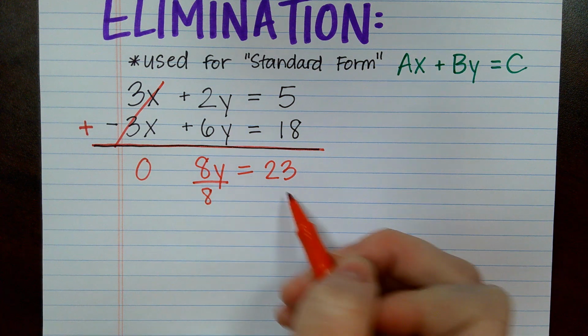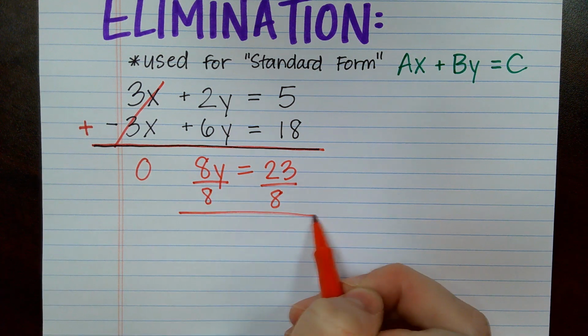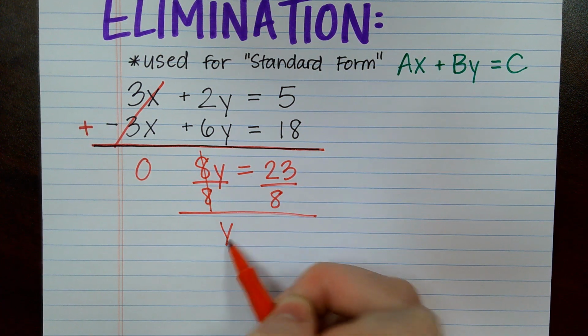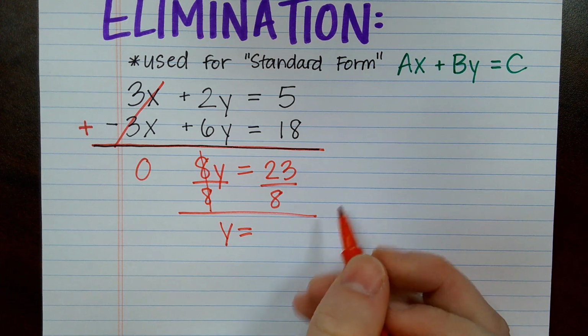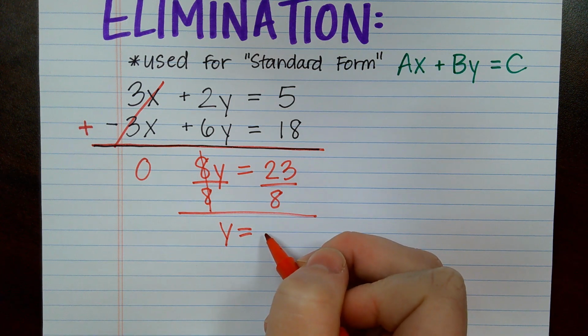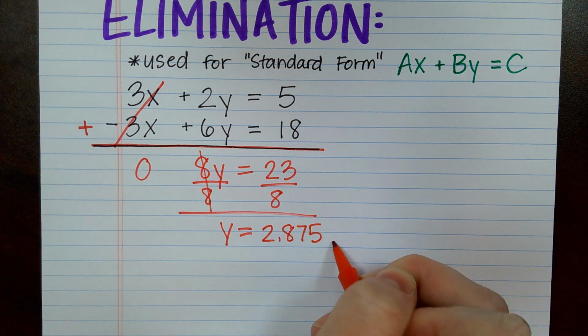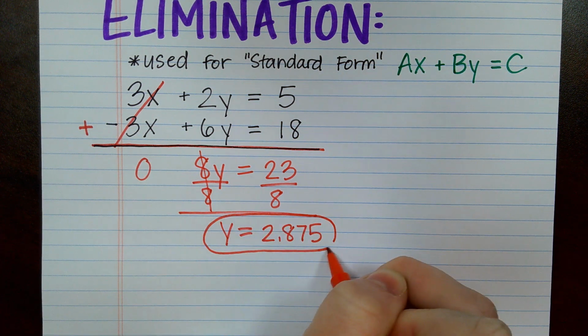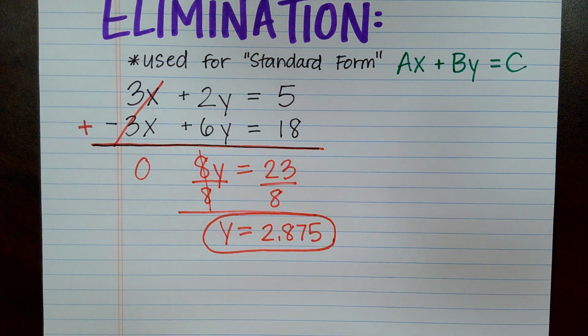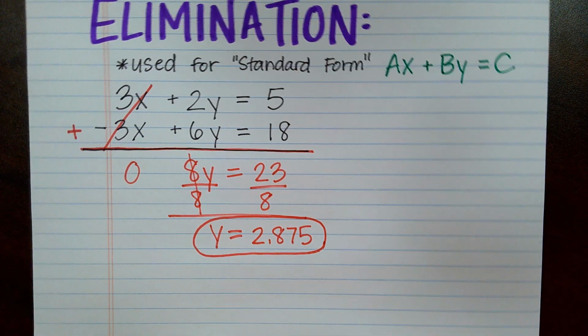Divide by 8. I'm going to get y equals 23 divided by 8, which is 2.875. There's my y. Second, how do I find x? Plug in the y for either equation.